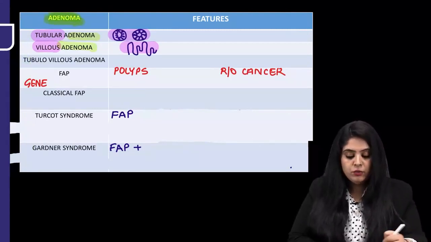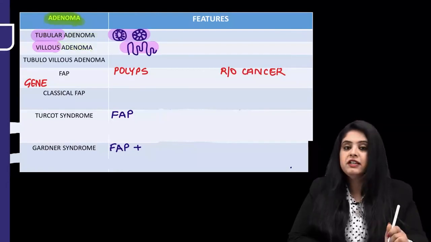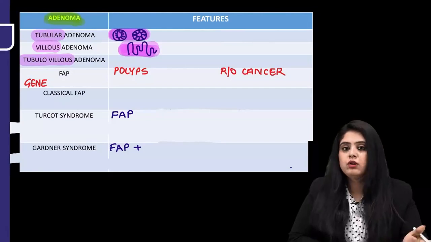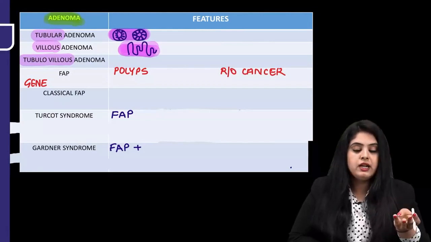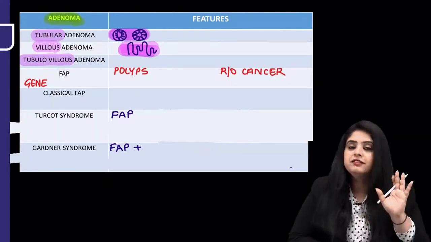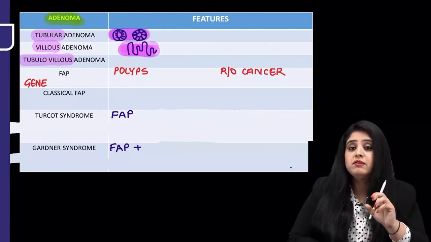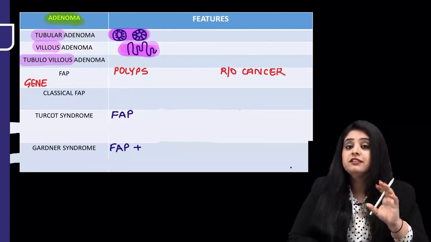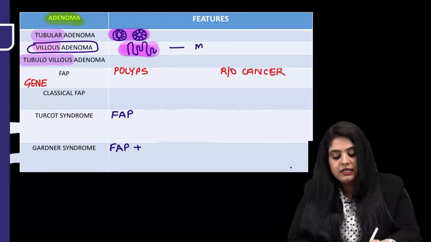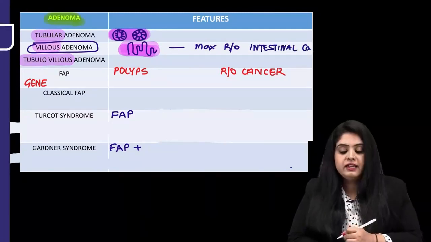So if I use the word tubular adenoma, it is round tubules. If I say villous adenoma, they are proper villi. If I use them together, tubulovillous adenoma means they are showing me tubules also, they are showing me villi also. दोनों का combination. Out of these three, tubular adenoma, villous adenoma, tubulovillous adenoma, which has the maximum risk of cancer? Risk of cancer is there in all, but for maximum risk, remember, villous is the villain. Villous is the villain. It is very, very dangerous. So villous adenoma is the villain over here. It has the maximum risk of intestinal cancer, intestinal carcinoma. Yaad rahega, villous is the villain.